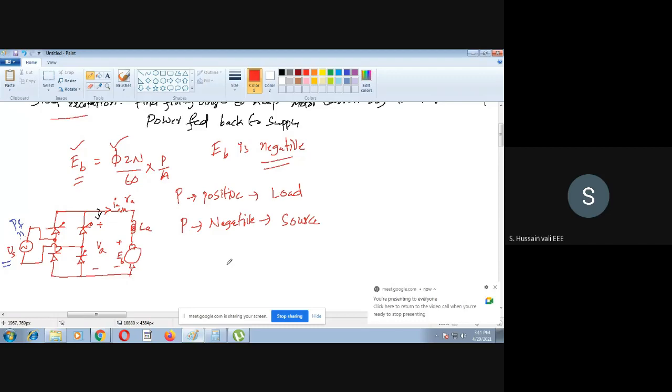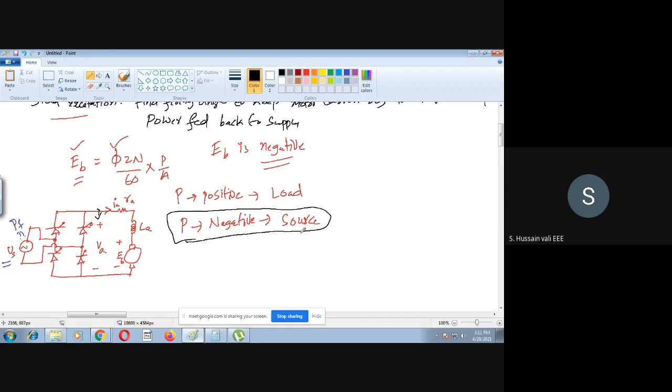So here, as it is a generating action, it is acting as a generator, and a generator is nothing but the source of power. So its power should be negative. Power P is equal to voltage into current. For the power to be negative, either EB is negative or IA is negative, not both, because if both are negative, the power becomes positive.